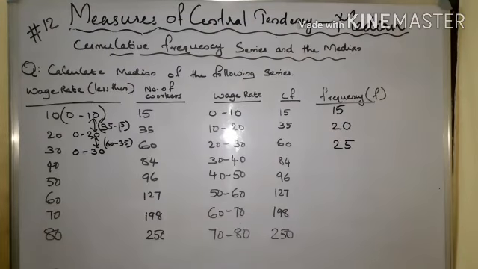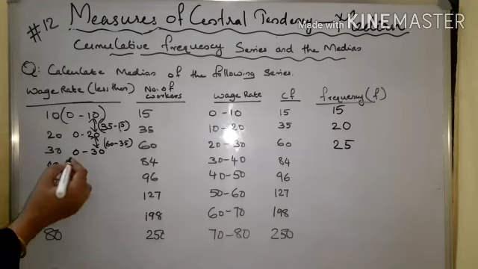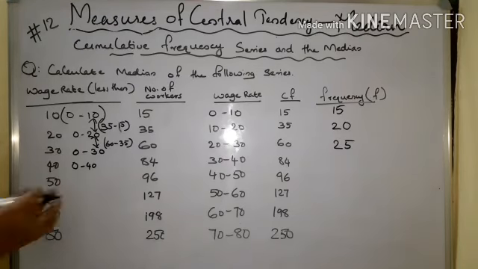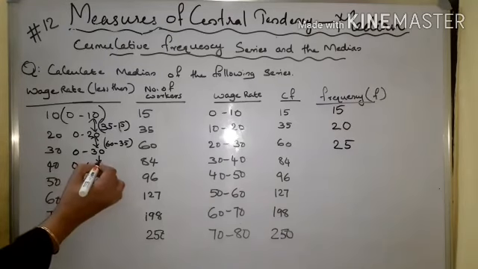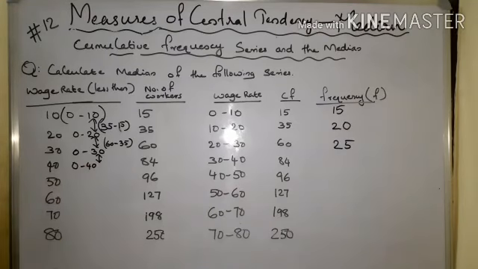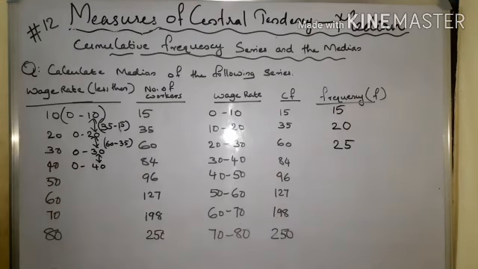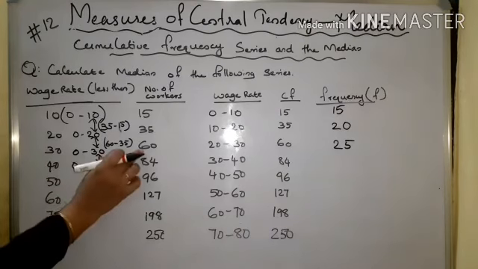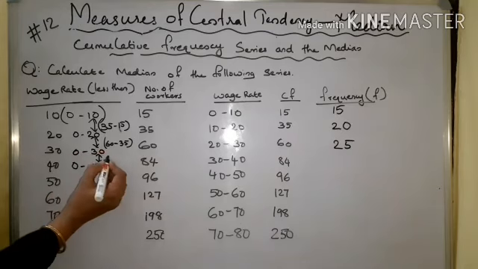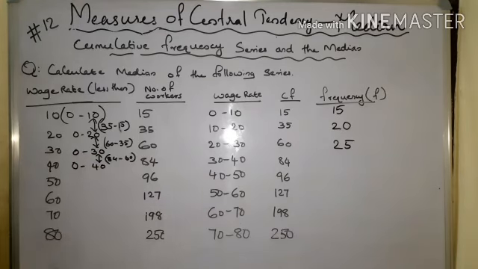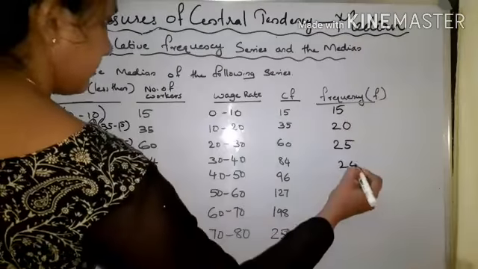Next one is less than 40, which means 0 to 40. The cumulative frequency is 84. We need 30 to 40. We know 0 to 30 is 60. So 30 to 40 means 84 minus 60, which is 24. This one is 24.